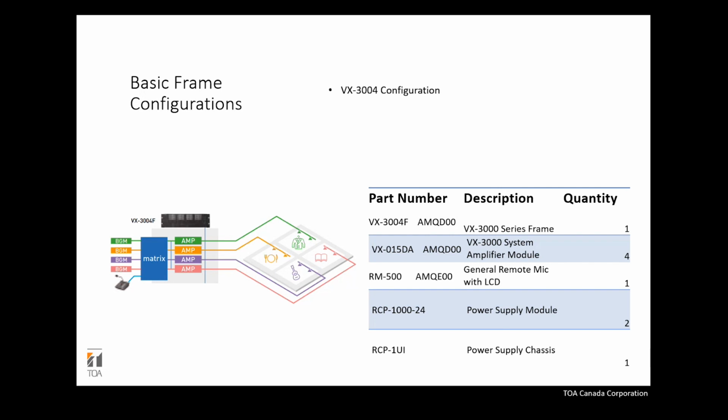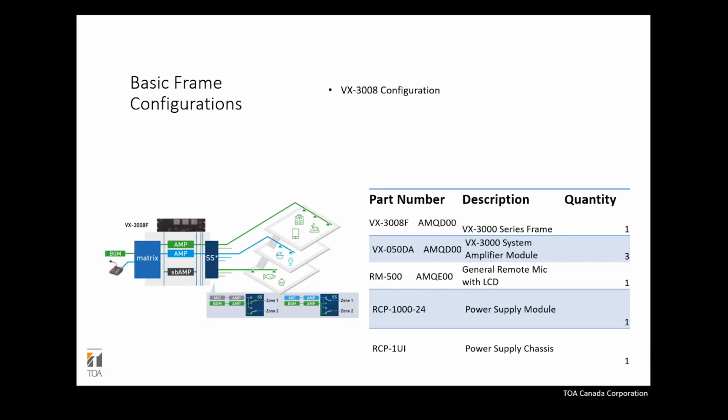And then because of the power draw of the system for this application, you can go up to 2 RCP1000 slotted into one RCP1UI, which is the power chassis we recommend for this setup. So for this, since there's a lot of modularity involved, you will need to do your power calculations for the system as needed. Here's another configuration.